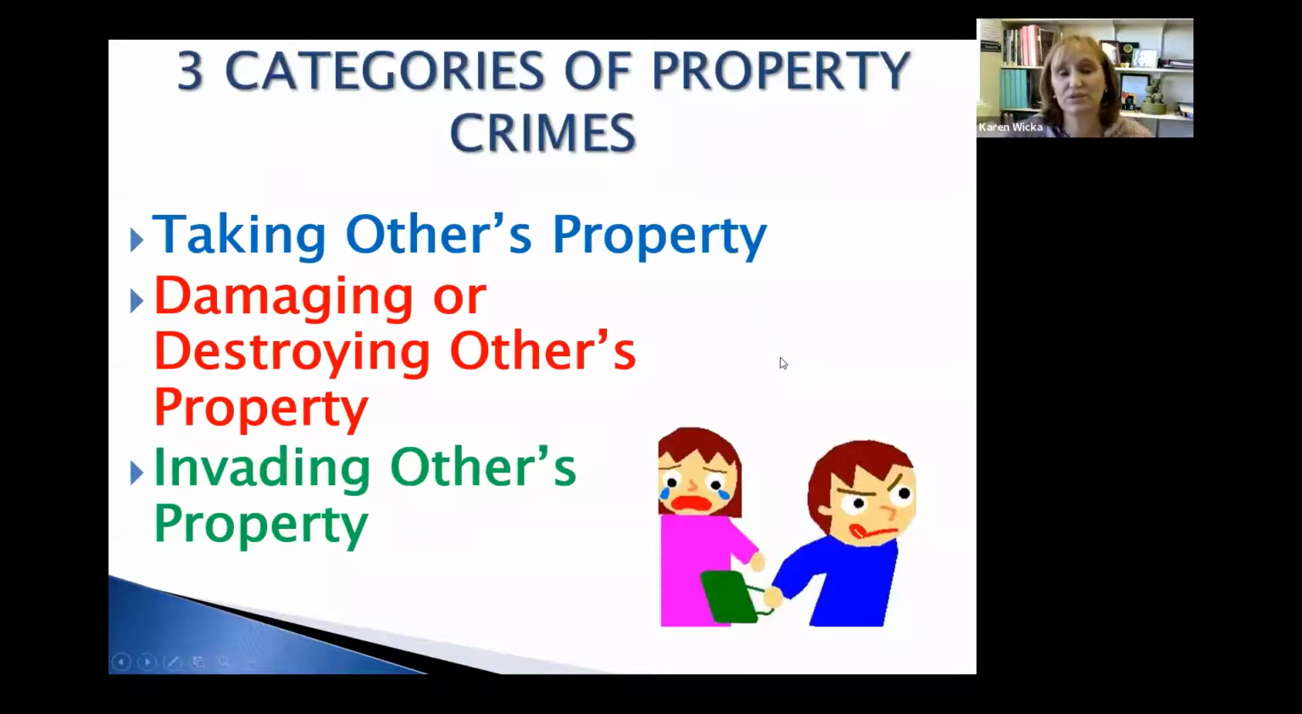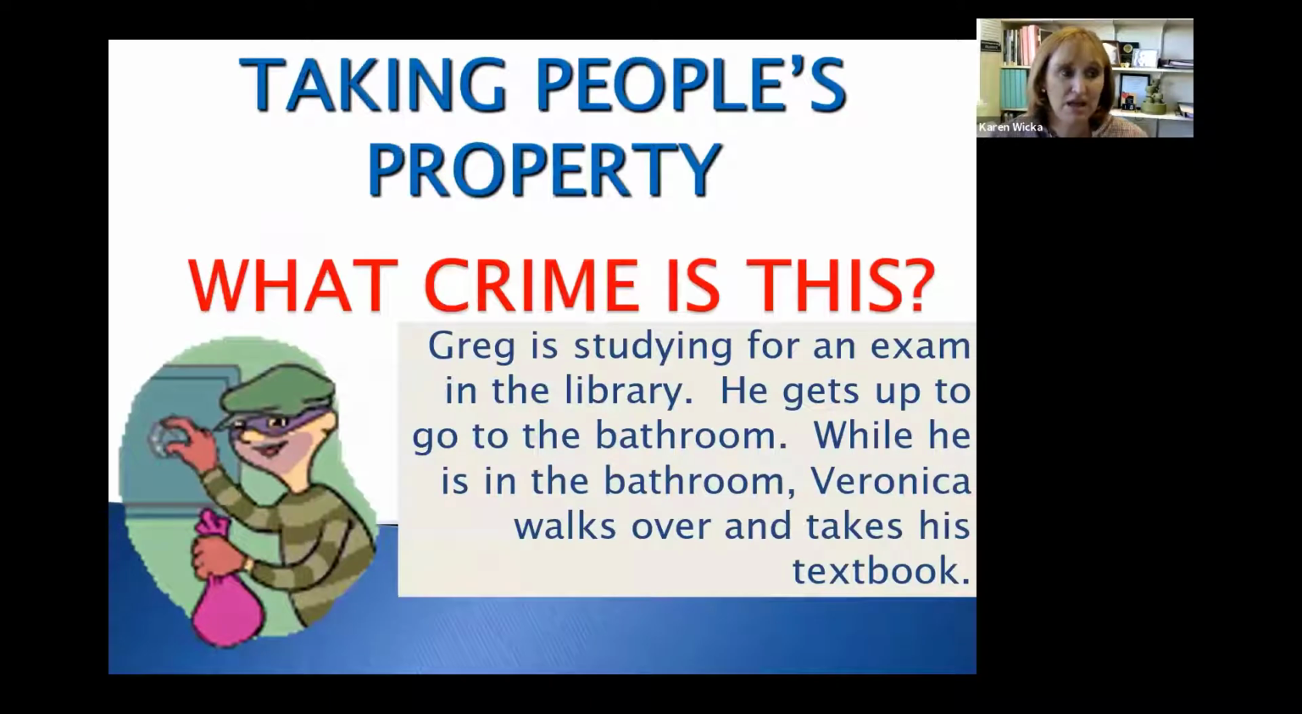Like I said, we're going to break property crimes into 3 different categories: taking of property crimes, destroying or damaging of people's property, and then invading people's property. In this lecture, we're just going to talk about the taking of somebody's property. So taking of someone's property, what crime would this be? Greg is studying for an exam in the library. He gets up to go to the bathroom. While he is in the bathroom, Veronica walks over and takes his textbook. So what is the basic crime of taking something from someone else?